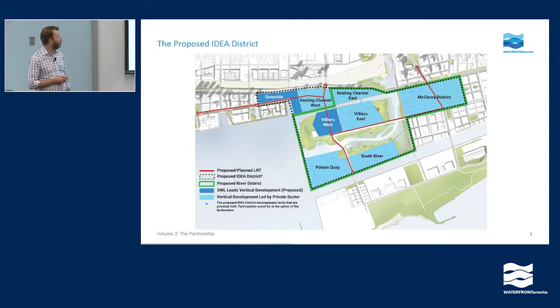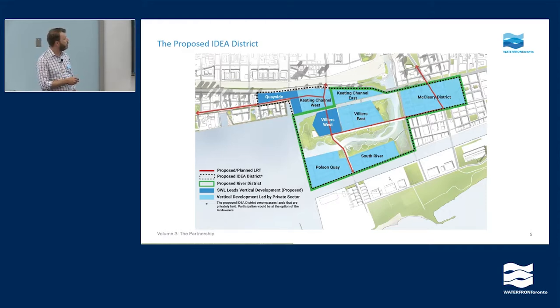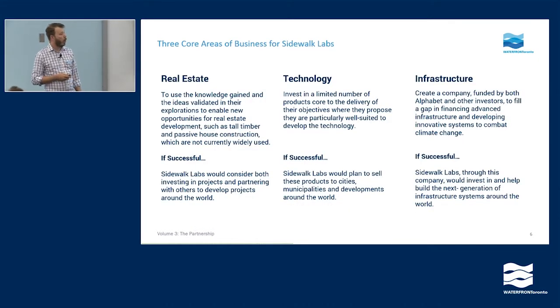Other important things to point out on this map are the LRT and the importance and the funding requirements behind that, and we'll talk about that a bit more. While we're looking at the map, you can see this green line. That's the River District. If you review the Volume 1 materials, you see that the proposal is broken up into Quayside and then the remainder, which is the River District. I think that's it for that. The next thing we're going to talk about is roles for Sidewalk Labs.